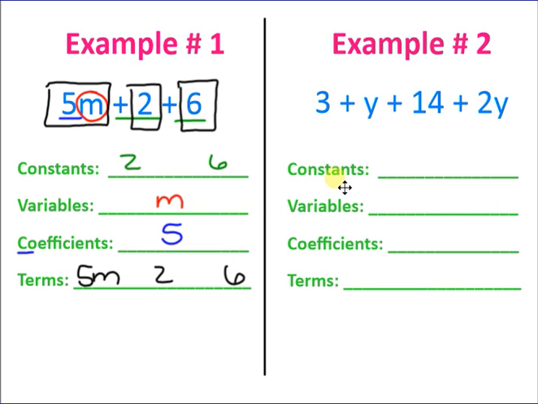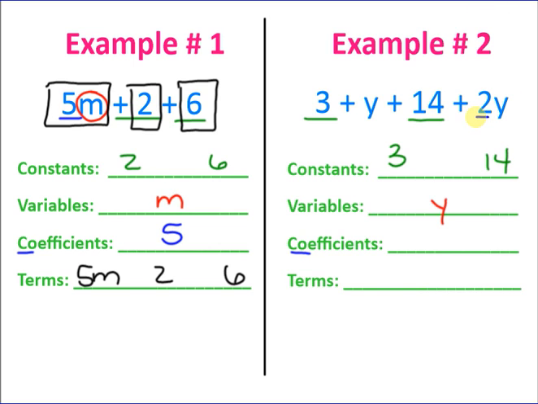So I'm going to start with my constants again, my numbers that are by themselves. So I have a 3 and I have a 14. And you'll notice that the 3 is positive and the 14 is positive. Okay, I want to point that out real quick. What are my variables? I have a y. Sometimes I'll have more than one variable. What are my coefficients? Remember, co means together. Okay, so do I have anything that's together with the variable?